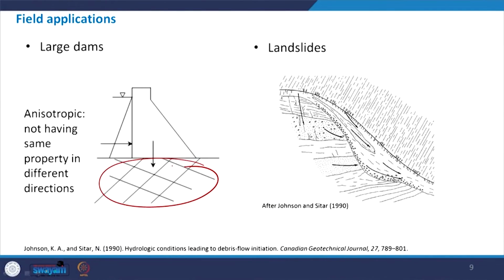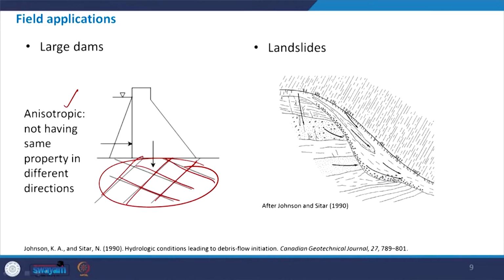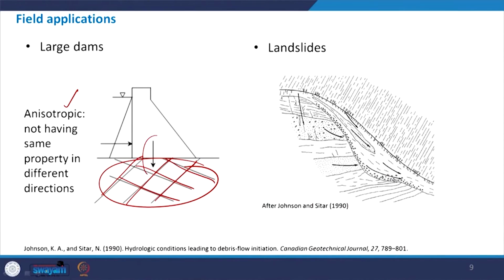Now let us see field applications. Although I have discussed them, let us see them one by one. Let us say one has to go for the construction of a large dam. It is to be founded on this type of rock mass, which has these sets of discontinuities. These discontinuities will give rise to anisotropy, which means it will not have the same property in different directions, and therefore we need to know what these discontinuities are, what this rock mass is, and whether they are oriented in a favorable direction or not, because the weight of the dam will come into the picture. On the upstream side, the water pressure will also come into the picture.